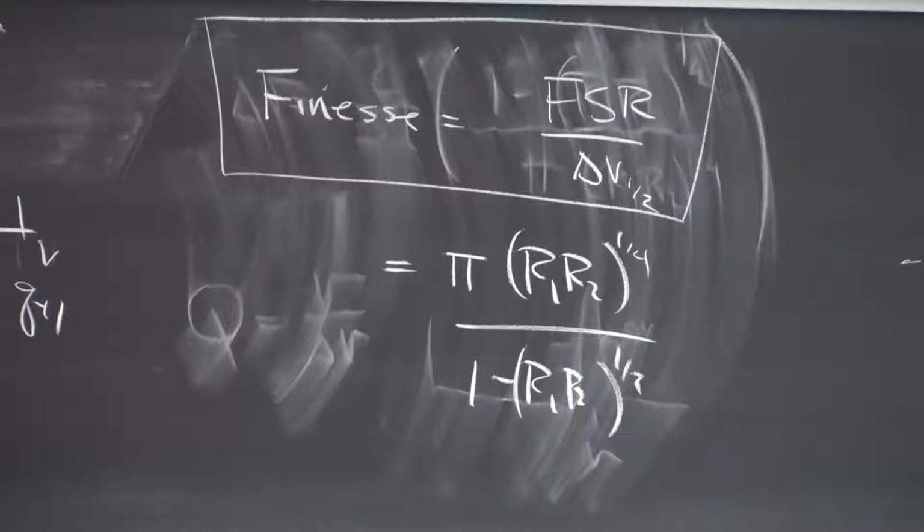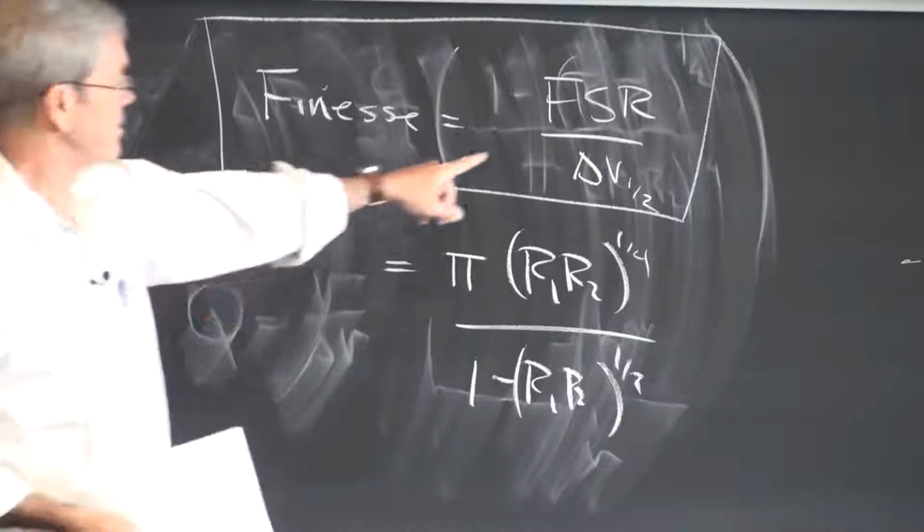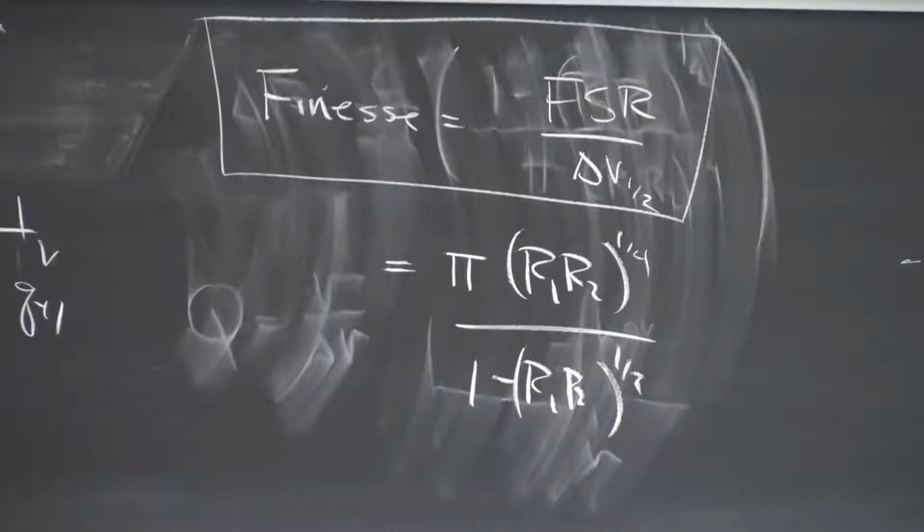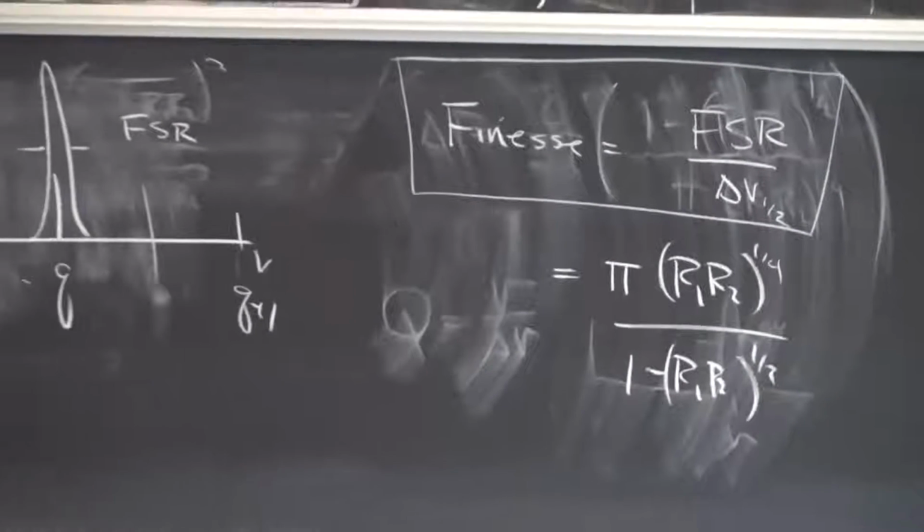Shouldn't the finesse be dependent on D somehow? Well, it's dependent on D only in terms of the c over 2L. It's there, but if I make the cavity longer, I don't improve the finesse. Finesse entirely depends on the mirrors.